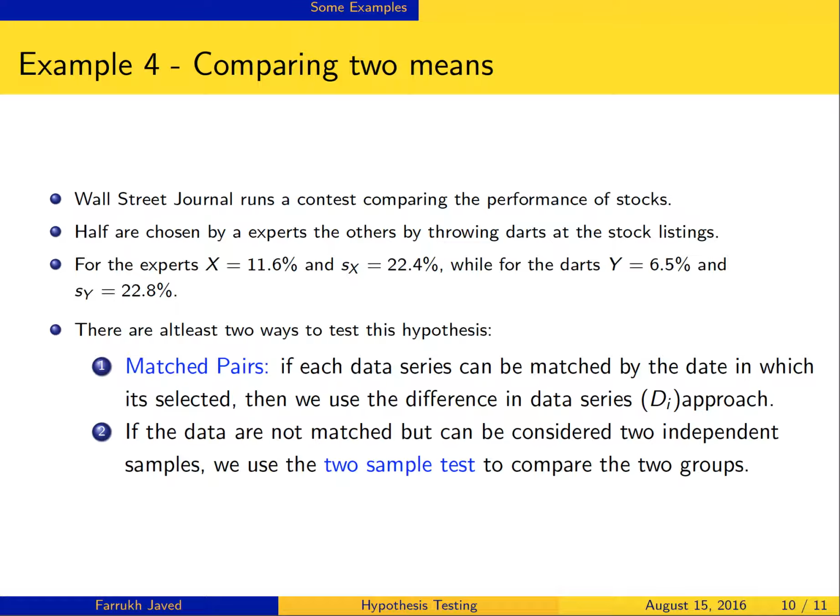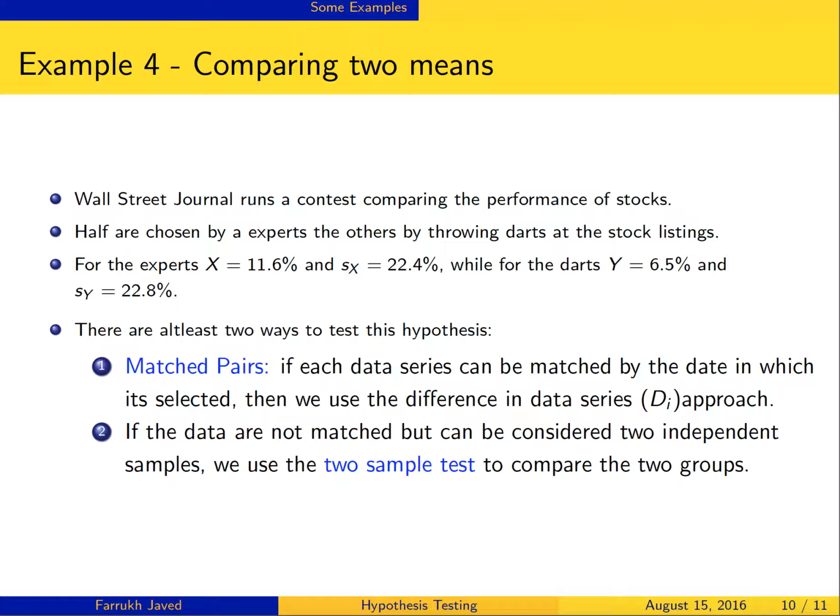Half are chosen by experts and the other half by throwing darts at the stock listings. So half of them are chosen by experts and half of them are chosen through some experiment. So this is also an example of an observational study and also a designed study, so to say. Here we have the outcomes from both of these experiments.